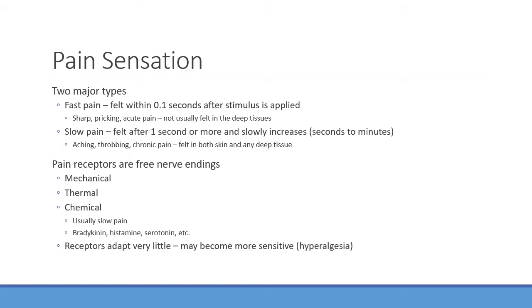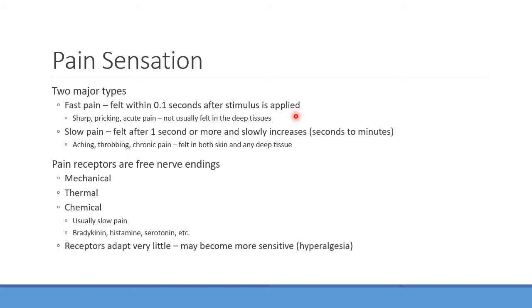As far as pain sensation goes, the other term for that is nociception. We're dealing with two major types of pain. There's fast pain, which is usually felt very quickly, say within a tenth of a second after a stimulus is applied. Typically, this is more acute, sharp, pricking pain, usually not felt deep in the tissue. If I were to stab you with a needle, this would be an example of fast pain.